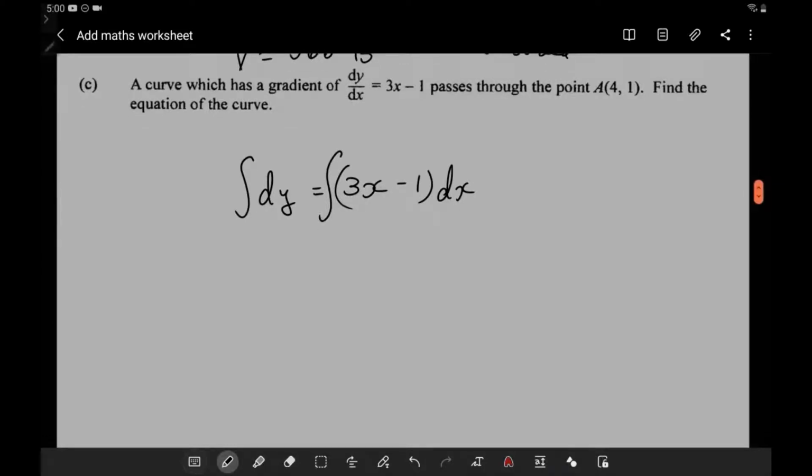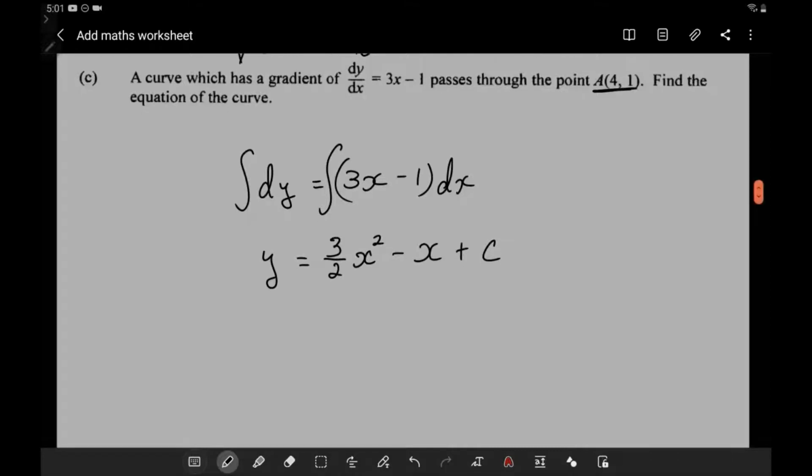So if we integrate dy, we get y. We can ignore the constant of integration on this side, and we will just put one constant on the right-hand side. So integrating 3x, we get 3 over 2 x squared minus x plus our constant of integration. Now this is the general curve.